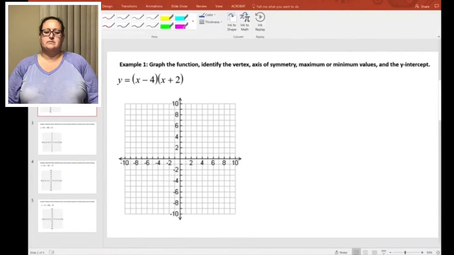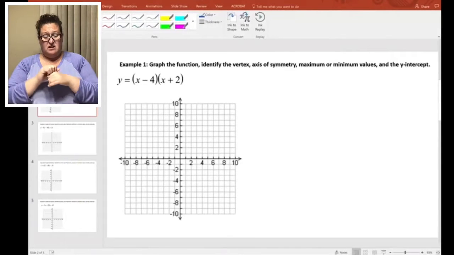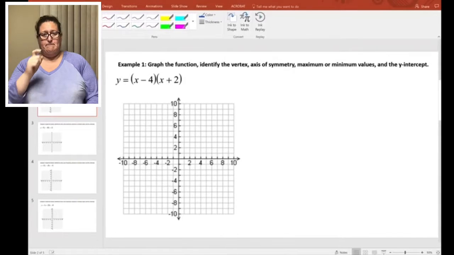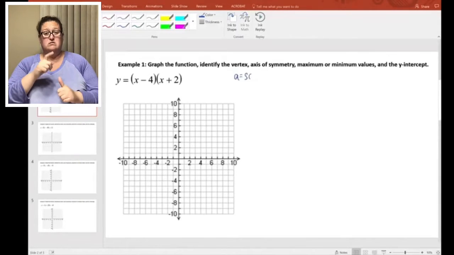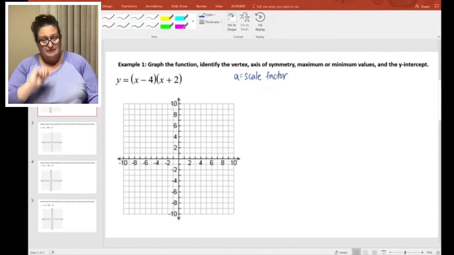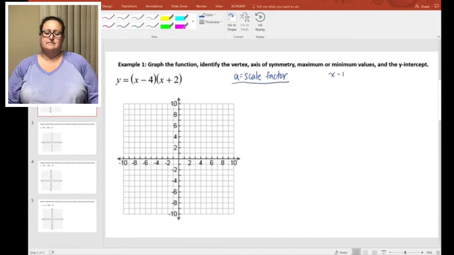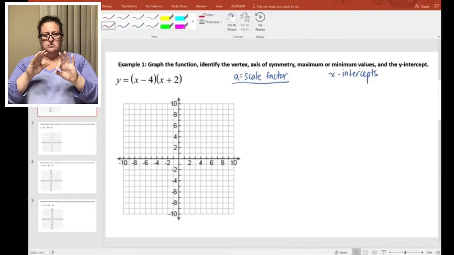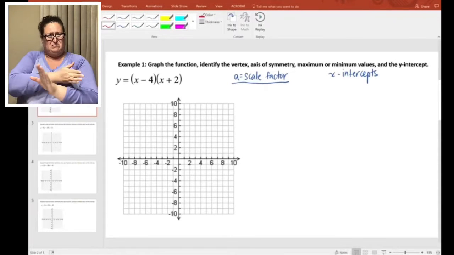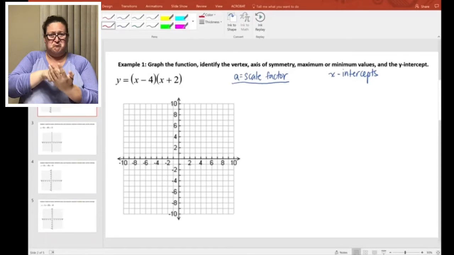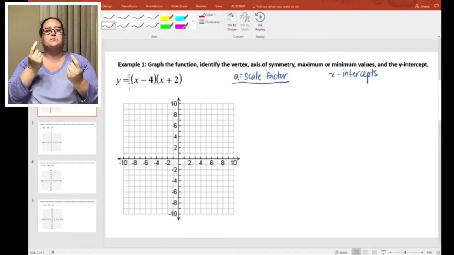When graphing functions in factored form, you're going to need two things. First, you're going to need the scale factor, which is a. And second, you're going to need your x-intercepts. So our a value is going to be in front of the first binomial. And because there's no number in front of our first binomial, let's go ahead and put a 1. So our a value is 1.